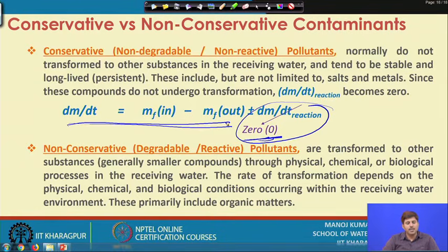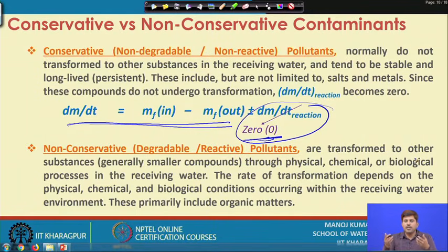There could be non-conservative pollutants, which are also called degradable or reactive pollutants: the pollutant that can be degraded, or the pollutant that is reactive and undergoes a chemical or biochemical reaction. They are generally transformed to other substances, normally smaller substances, through various physical, chemical and biological processes. And the rate of transformation will depend on the physical, chemical or biological conditions occurring in the receiving water.